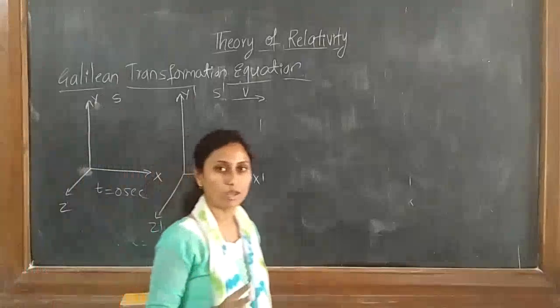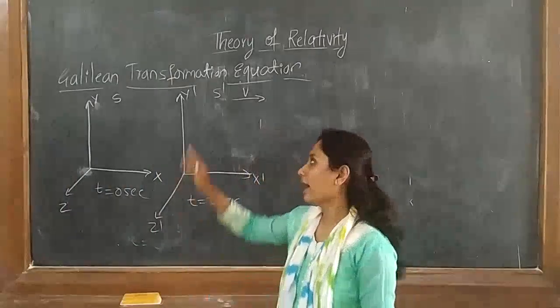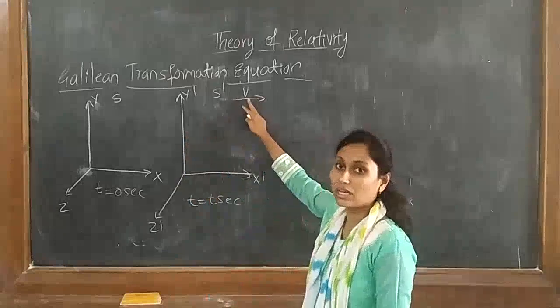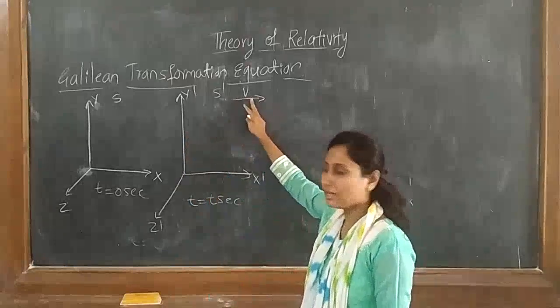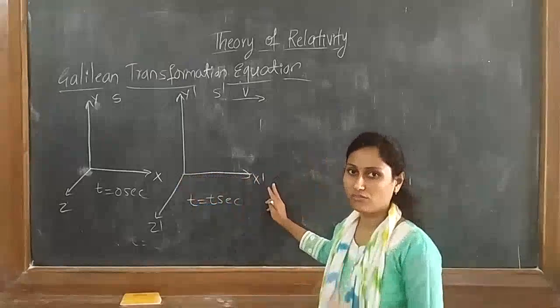So let there be two frames of reference, S and S dash. S is at rest. S dash is moving with a velocity v meter per second along the positive direction of the x-axis. This is the first thing.